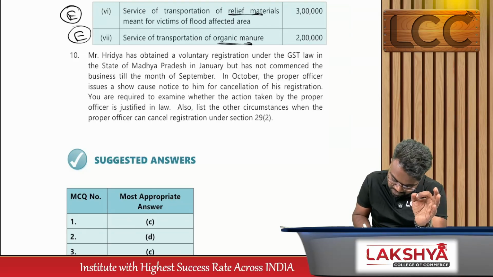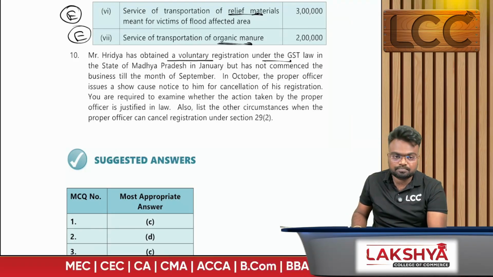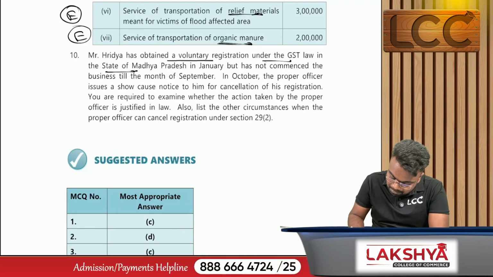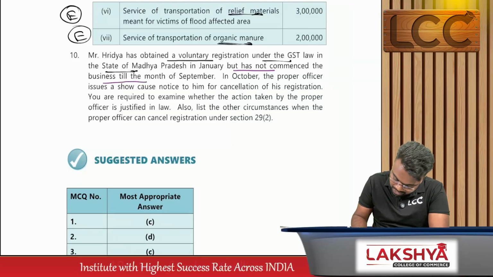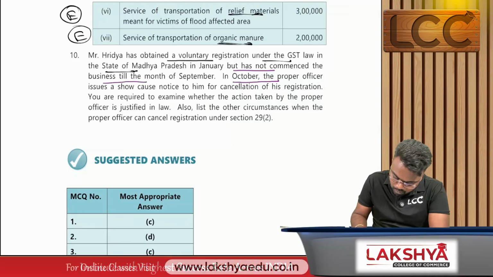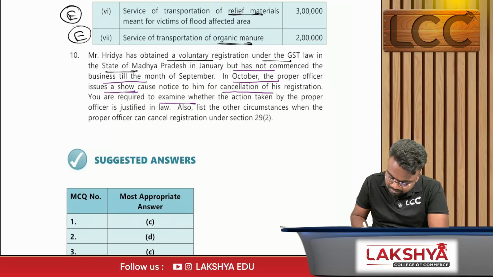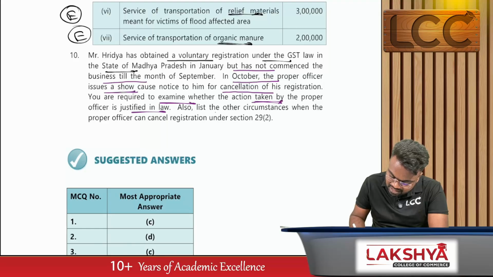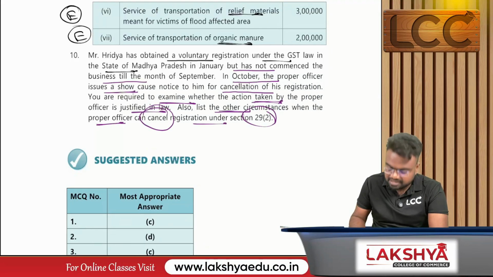Mr. Hridaya has obtained a voluntary registration under the GST law in the state of Madhya Pradesh in January. But has not commenced the business till the month of September. In October, the proper officer issues a show cause notice to him for cancellation of his registration. You are required to examine whether the action taken by the proper officer is justified. Also, list the other circumstances when the proper officer can cancel registration under section 29.